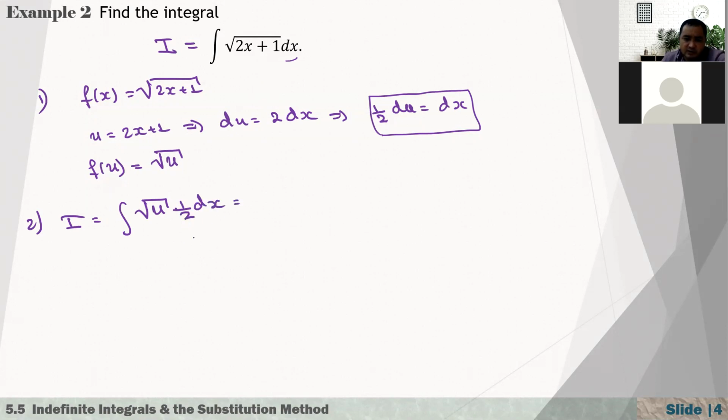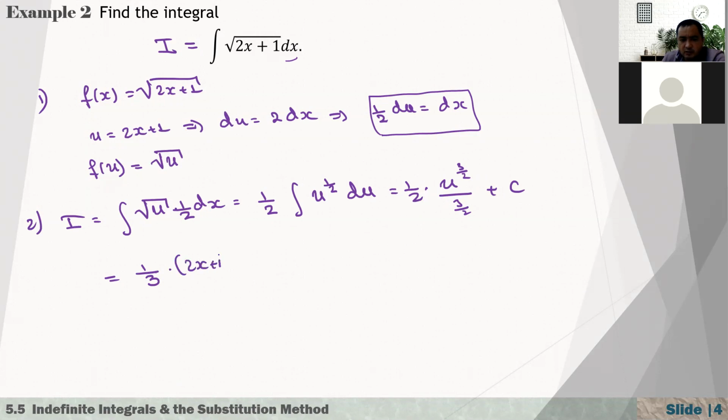And 1 over 2 is a constant number, so I can just take it outside the integral. And in the integral, here we have u to the power of 1 over 2 du, which is equal to 1 over 2 times u to the power of 1 over 2 plus 1, that is 3 over 2, over 3 over 2, plus c. Or if you simplify this, the 2 goes up, right? Here we have 1 over 3 times, what is u? u is 2x plus 1 to the power of 3 over 2 plus c.